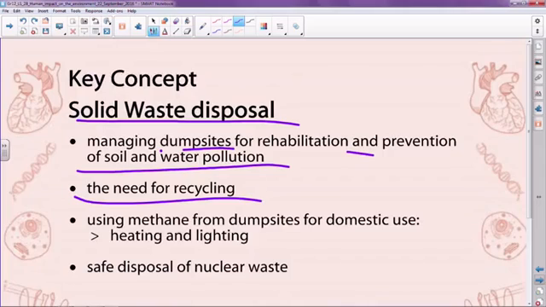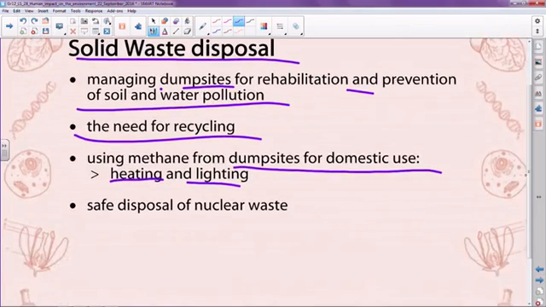Okay? Now, needs for recycling, as I was telling, using methane from dumping sites for domestic use. For example, heating and lighting. So the methane that comes from all of that stuff we can use, recycle it, very good. Safe disposal of nuclear waste. We've got to find a way to break that nuclear waste up and change the way that it is.